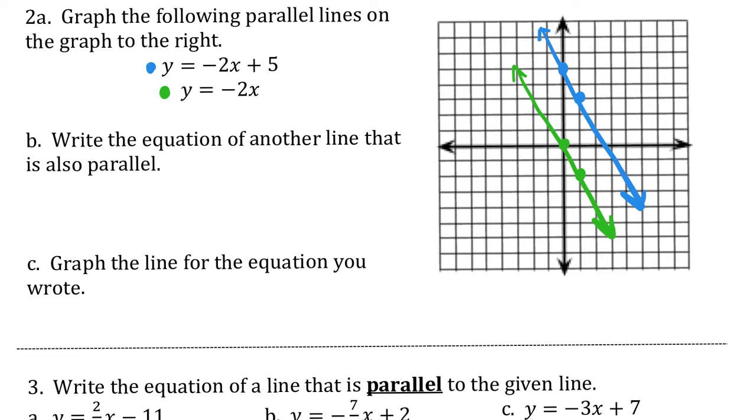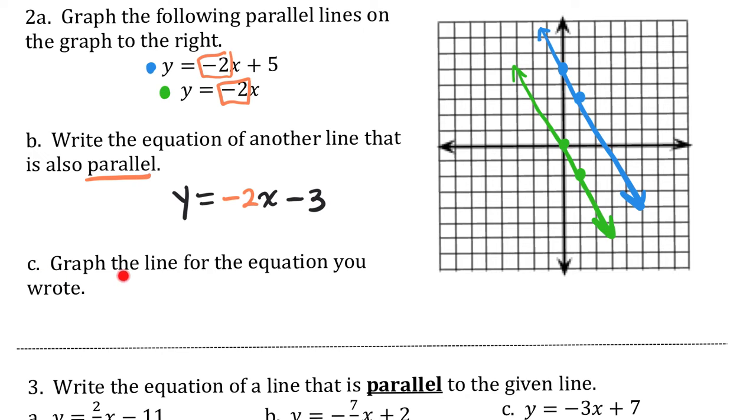Okay, now I want to write the equation of another line that's also parallel. If they're parallel, they have the same slope. So let's look at the slope. Well, this had a slope of -2. This had a slope of -2. So I just have to make sure this has a slope of -2. I'm going to put an x to show its slope. Now the y-intercept can be whatever I want it to be. This one had a y-intercept of 5. This has a y-intercept of 0. So I'm just going to pick a different number for my y-intercept. Maybe I'll make it -3.